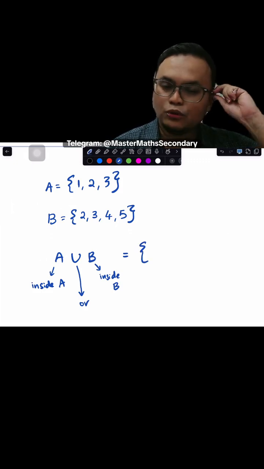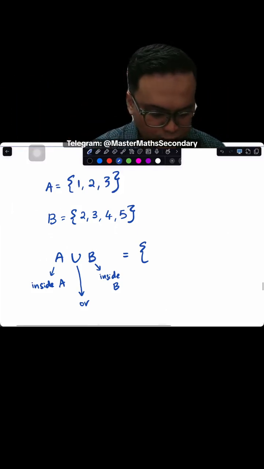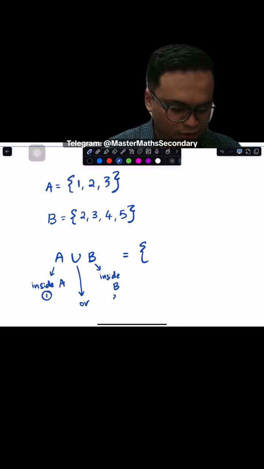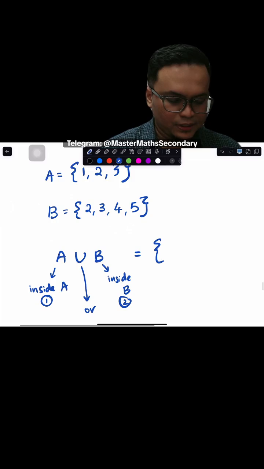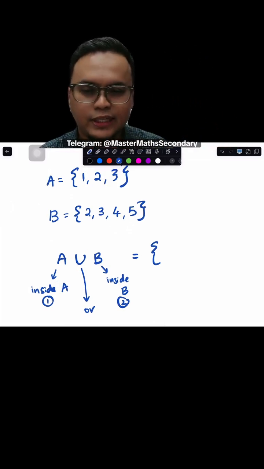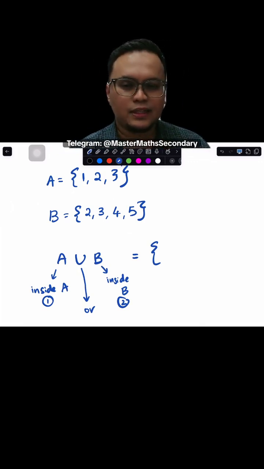Okay, so to list down the elements of A union B, I'm looking at elements that fulfill either one of these two conditions. The first condition is that it must be inside A, right? The second condition is that it must be inside B. As long as they fulfill one of the conditions, you can bring them into this set. They are elements of this set.